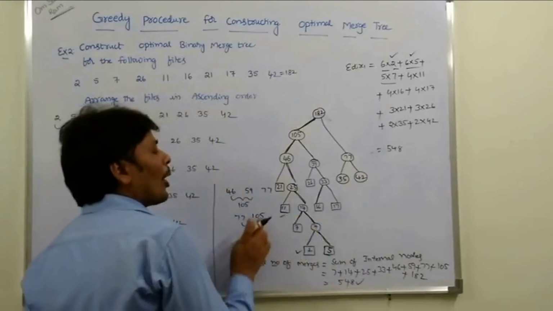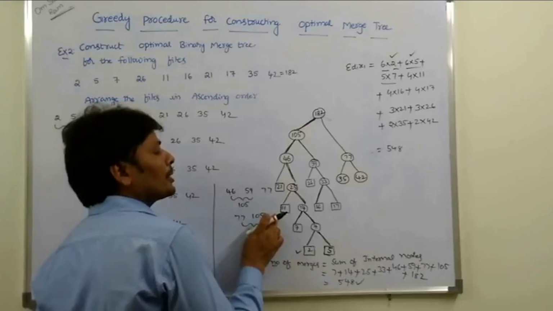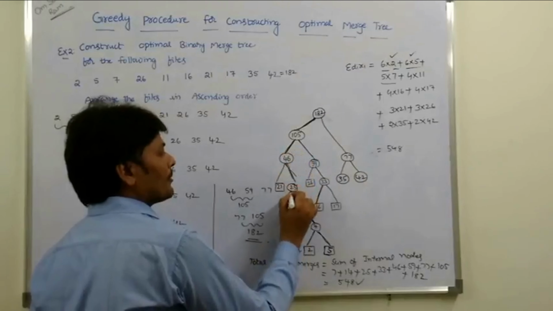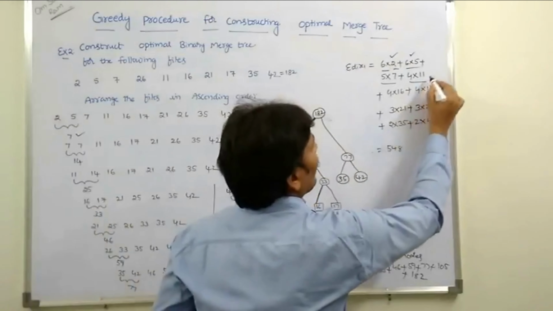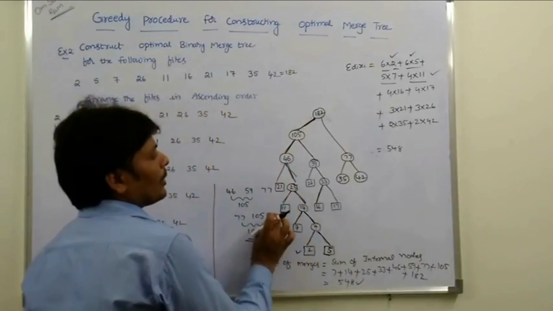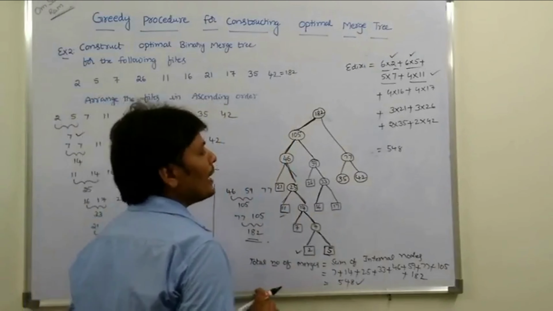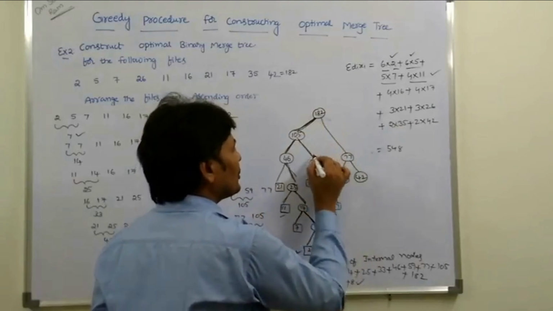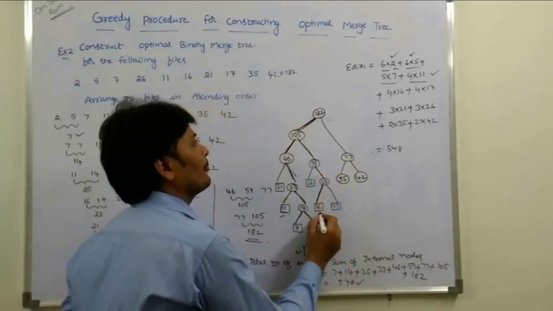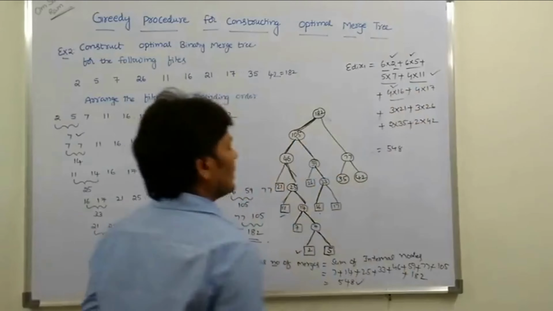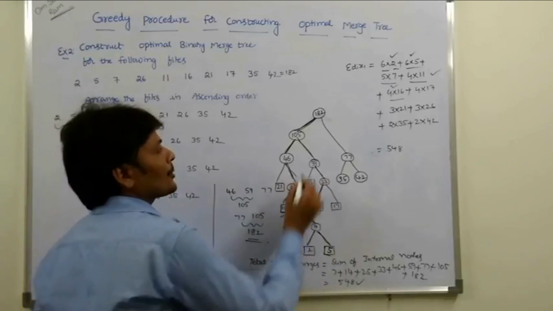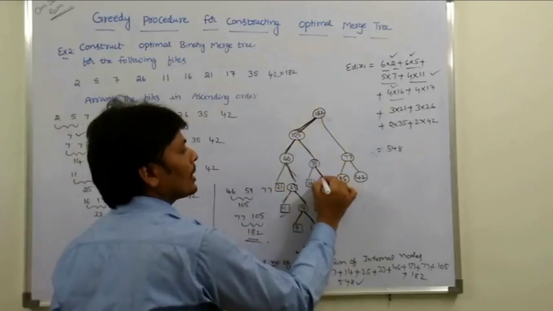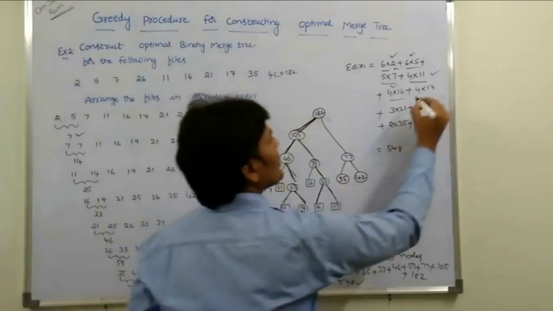11. So how many edges are to be traveled from the root node to the leaf node? So that is first edge, second edge, third edge, fourth edge. So that is 4 into 11. Next leaf node is 16. So that is 1, 2, 3, 4. So 4 into 16. Next leaf node is 17. So the distance from the root node to this leaf node is 1, 2, 3, 4. 4 edges, 4 into 17.